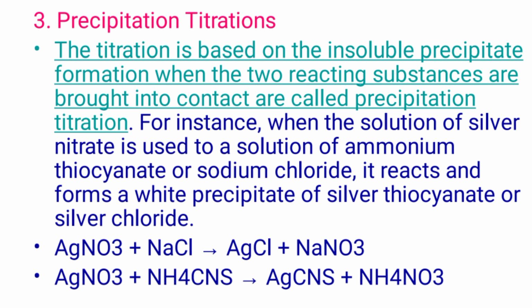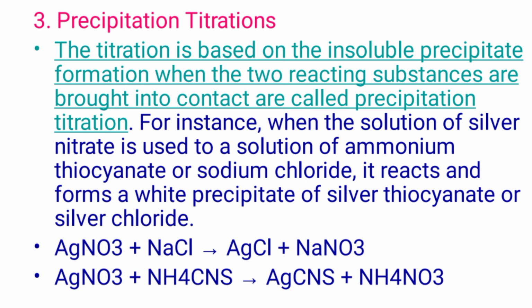Next is precipitation titration. The titration based on the insoluble precipitate formation when two reacting substances are brought into contact is called precipitation titration. For instance, when a solution of silver nitrate is added to a solution of ammonium thiocyanate or sodium chloride, it reacts and forms a white precipitate of silver thiocyanate or silver chloride.